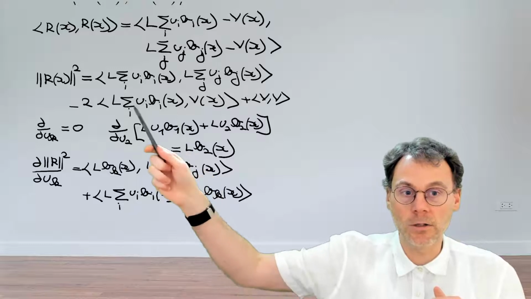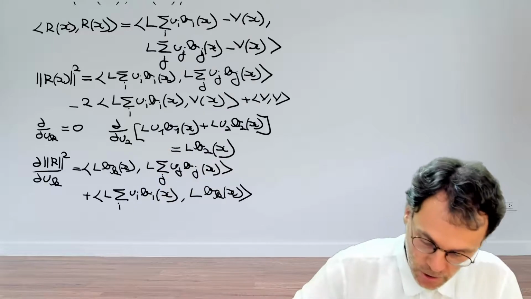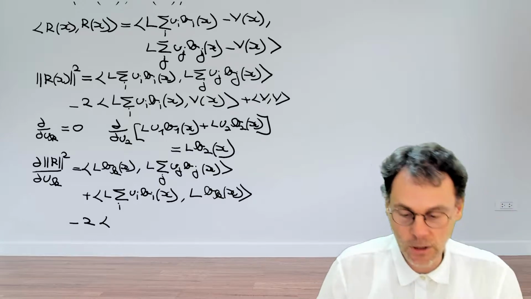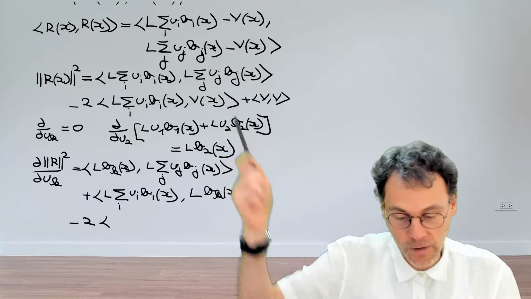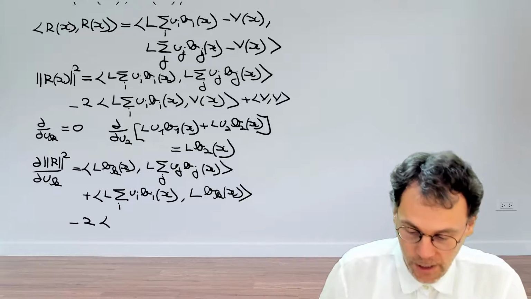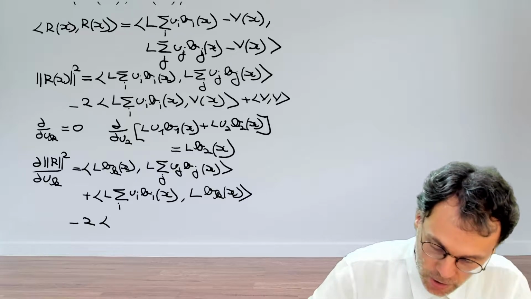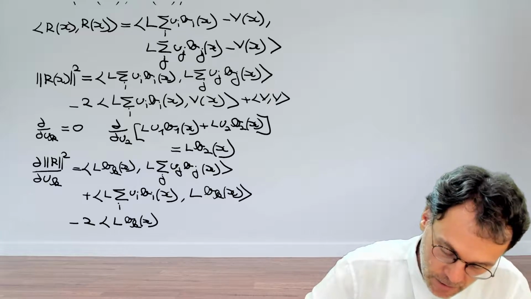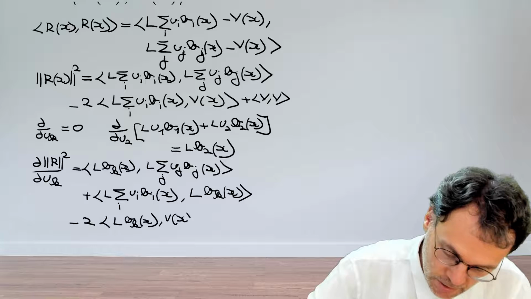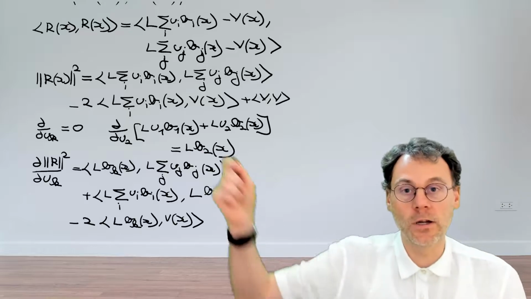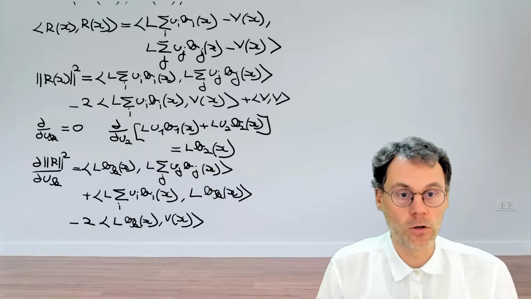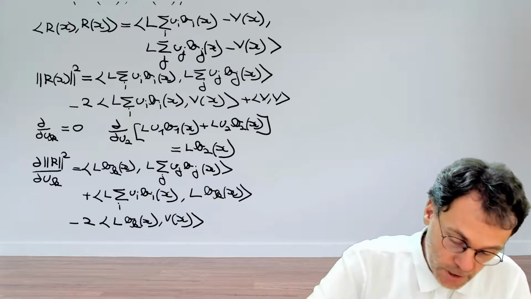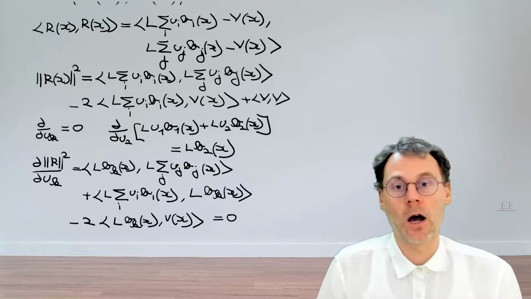Let's take a look at the second term. That's actually a lot easier. So that's minus 2. And the reason it's a lot easier is, of course, because this v(x) doesn't really come into play here. It does not depend on u. So we have L b_k(x) again, times v(x). And the final term here, v squared, does not depend on u at all, so we don't need to worry about that. And this thing we should put equal to 0 in order to figure out how we can minimize that expression.